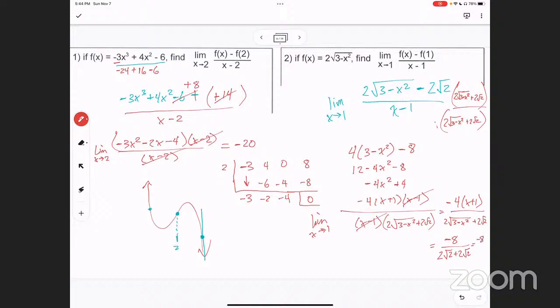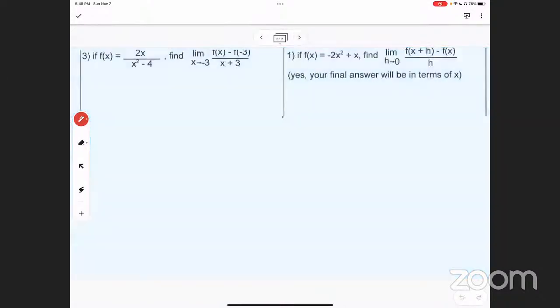So it's negative 8 over 4 root 2, which simplifies to negative 2 over root 2. If I multiply by root 2 over root 2, it's negative 2 root 2 over 2, which is just negative root 2. Negative root 2. Got it? Yeah. That was fun.